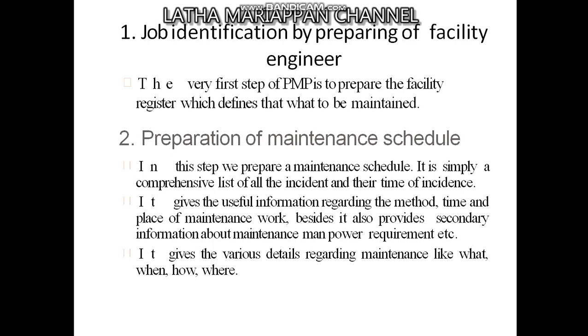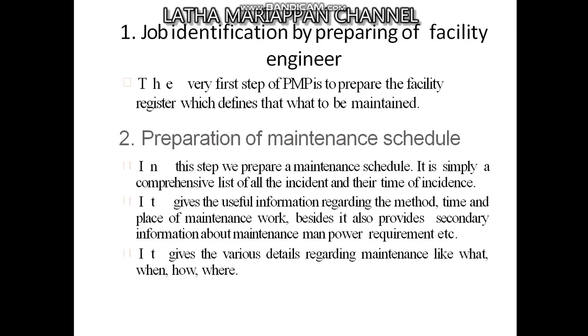The second step is preparation of the maintenance schedule. It is simply a comprehensive list of all the incidents and their time of incident: what happened and when it happened. It gives useful information regarding the method, time and place of maintenance work, including the time allotted. It also provides secondary information about maintenance manpower requirements. So it gives the various details regarding maintenance: what you have to do, when, how and where.